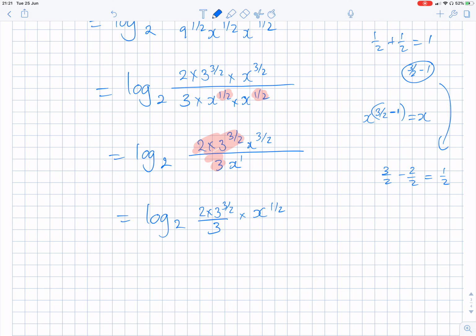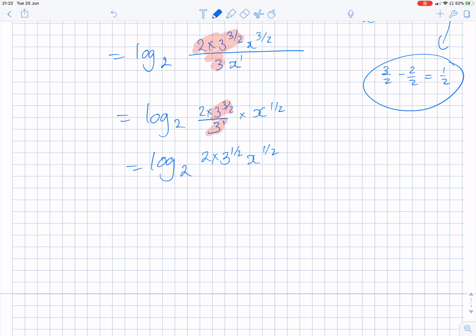Okay, so if you want to take this 3, it can be 3 to the power 1. So you can say 3 over 2 minus 2 over 2 again is the same as that. So this here, 3 over 2 and 2 over 2, that's going to give us 3 to the power half. So this is the same as log to base 2 of 2 times 3 to the power half x to the power half.